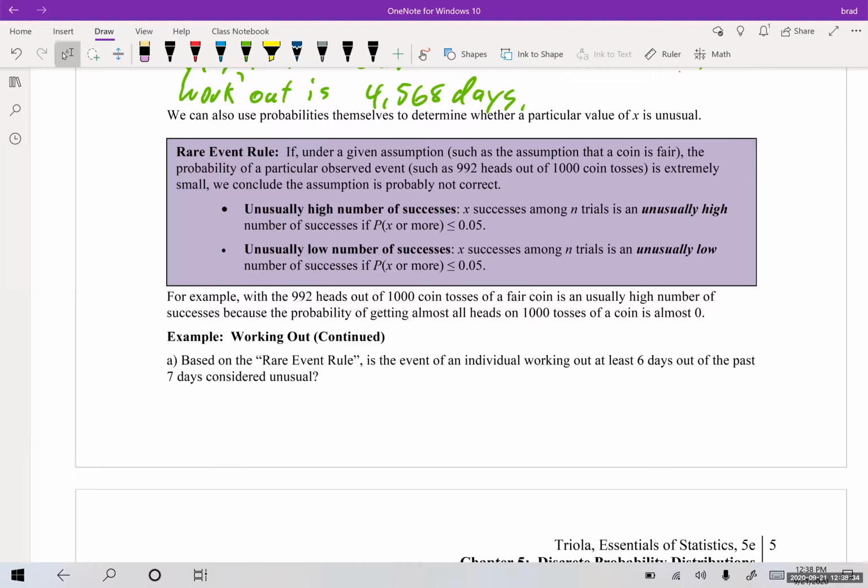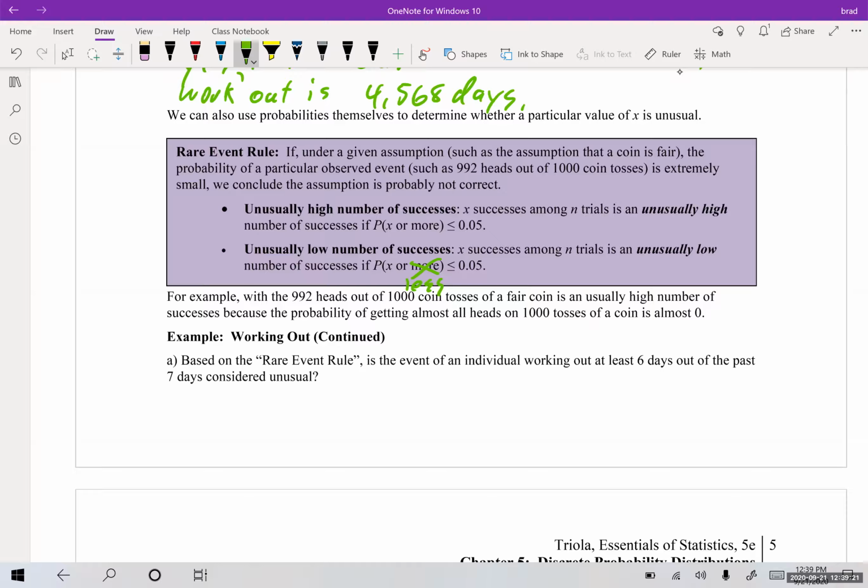Okay. So rare event rule: if under a given assumption, such as the assumption that a coin is fair, the probability of a particular observed event, 992 heads out of 1,000, is extremely small, we conclude the assumption is probably not correct. Okay, I think there's a typo in here. So let's fix this real quick. Cross that out and put less. So an unusually high number of successes, X successes among N trials, is an unusually high number of successes if P of X or more is less than 0.05. And an unusually low number of successes is X successes among N trials is an unusually low number of successes if P of X or less is 0.05, okay?